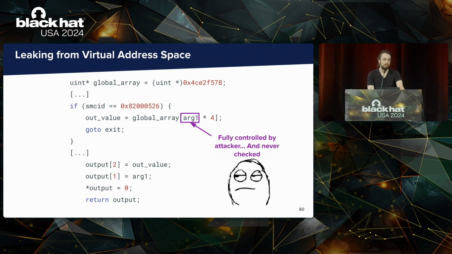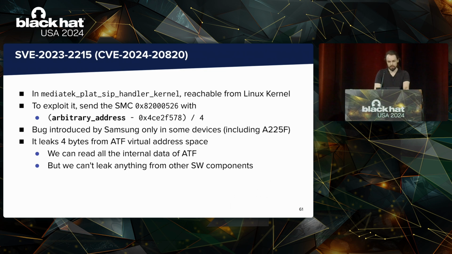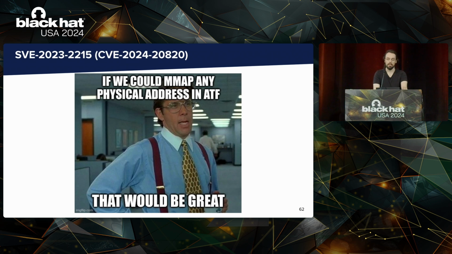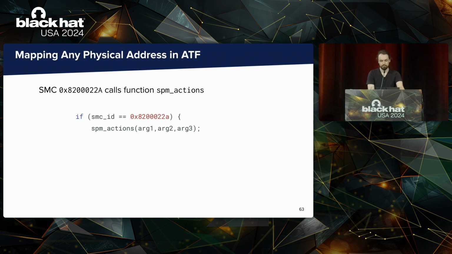The problem here is that we never check this argument. So it can be whatever index we want. Basically, this is an out-of-bounds read bug, and we are able to read any address that we want in ATF. So we are able to leak 4 bytes from the ATF virtual address space, which means that we can dump all ATF data. But we can't leak anything from other software components, such as Tigris, for example, or trusted applications. So at this point, it would be really great if we could map any address we want, right? So let's search for a means to do that.